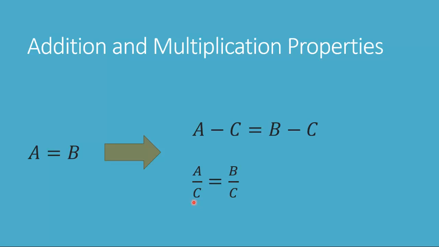The biggest idea here is that for equality to hold, a equals b, whatever you do to the left side, you must do to the right side. If you subtract c from a, you've got to subtract c from b as well.